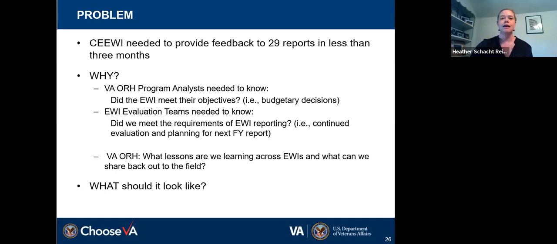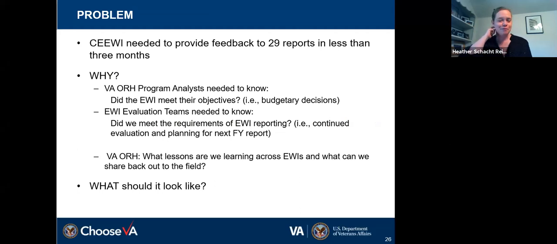The EWI evaluation teams are already really, if we give it to them 3 months out, they're really 6 months into their next fiscal year of their EWI. And so they really need to know, did we meet your requirements? What should we change? What should we do moving forward for the evaluation and planning for next year's report, but also just the EWI generally. And then, without as short of a time frame, another piece of that is what lessons are we learning from the EWIs and what can we share back out to the field? And so that's the question, but what should that feedback look like?